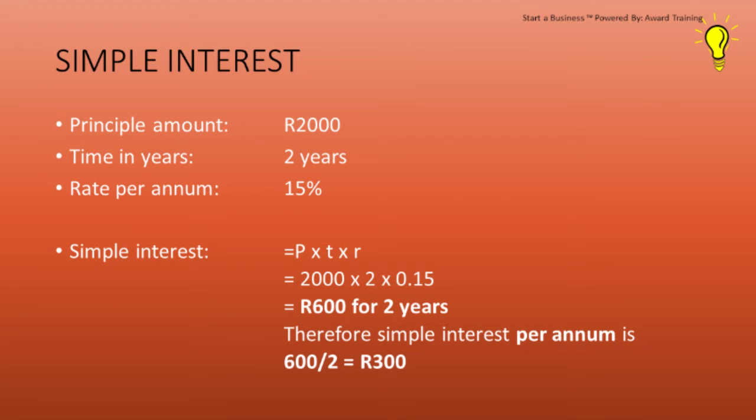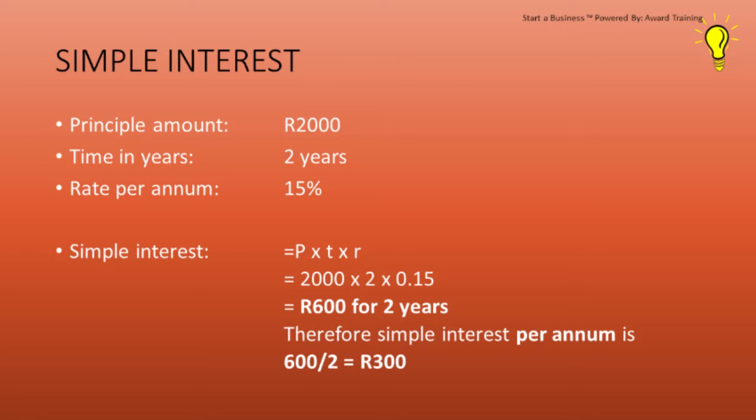Our principal amount is 2,000 Rand. Time in years, 2 years. Rate per annum, 15%. Our simple interest formula guides us by saying P times T times R, which will give us 2,000 Rand times 2 years times 15%, which is equal to 0.15, will give you 600 Rand. But keep in mind, this is for 2 years. Therefore, if we are looking for the annual amount, the simple interest per annum is divided by 2, which gives us 300 Rand.